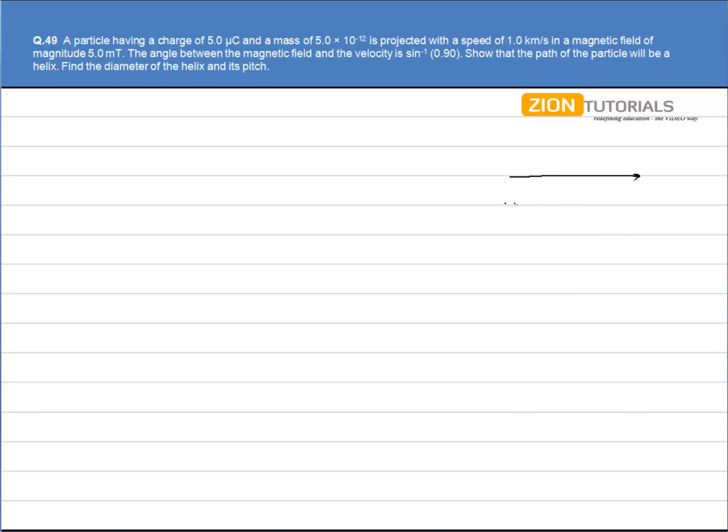Let's say this is the direction of my magnetic field. Velocity is like this. And this angle is theta, and it is given that sine of theta is equal to 0.9. Show that the path of the particle will be a helix. Fine. And find the diameter of the helix and its pitch.